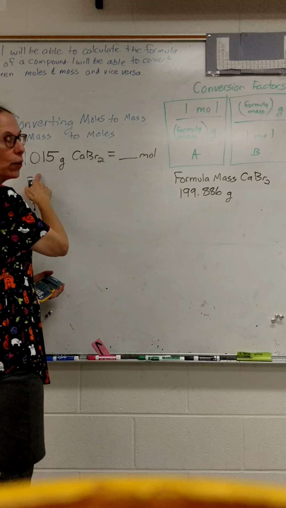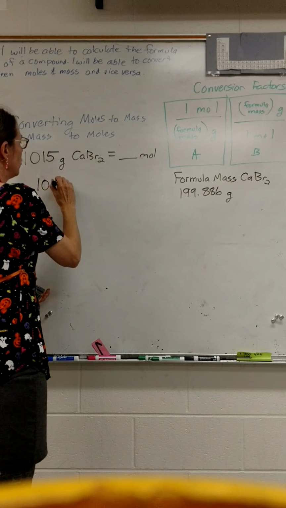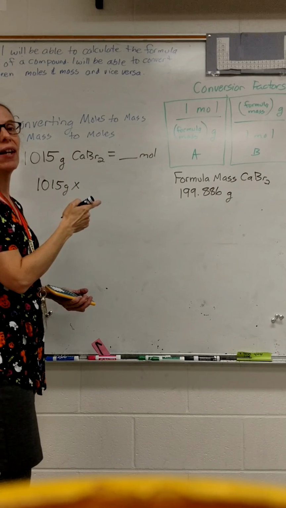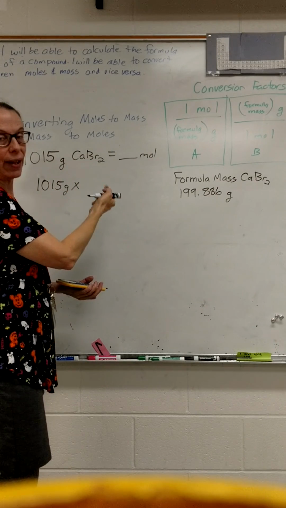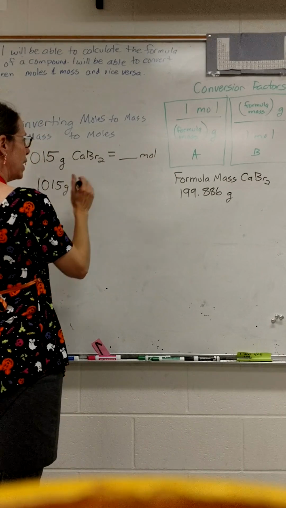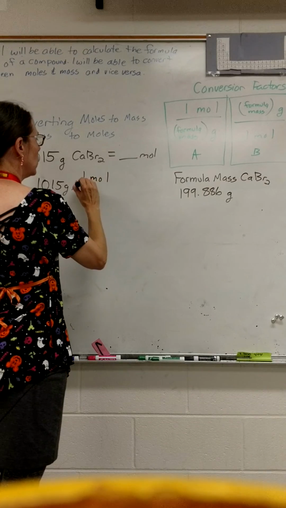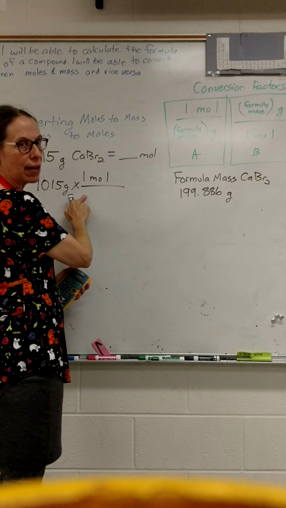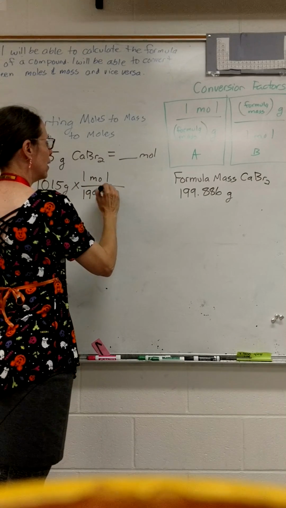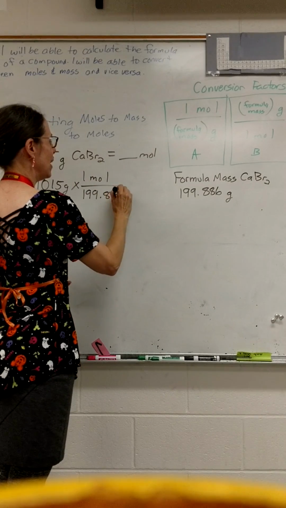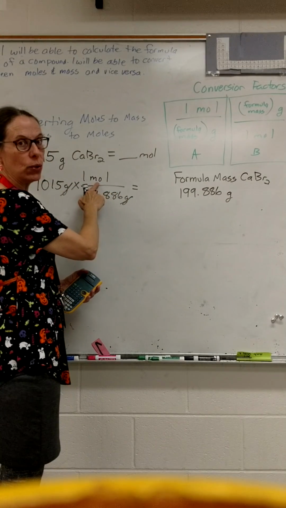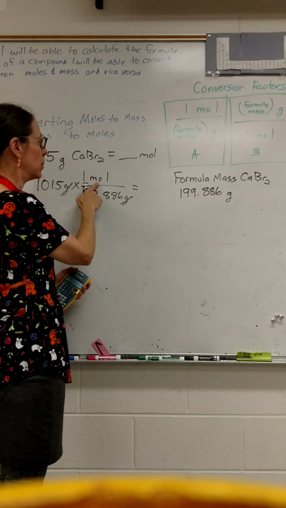I'm going to write down what I already know, 1,015 grams times. Now I'm going to look at my conversion factors. I want moles at the top because that's what I want. I want grams at the bottom because I want to get rid of grams. So that's going to be conversion factor A. 1 mole divided by the formula mass. Again, I've already calculated that. That's 199.886 grams. My grams cancel out. They leave me just with moles. That's what I want, so I know I've set this up correctly.